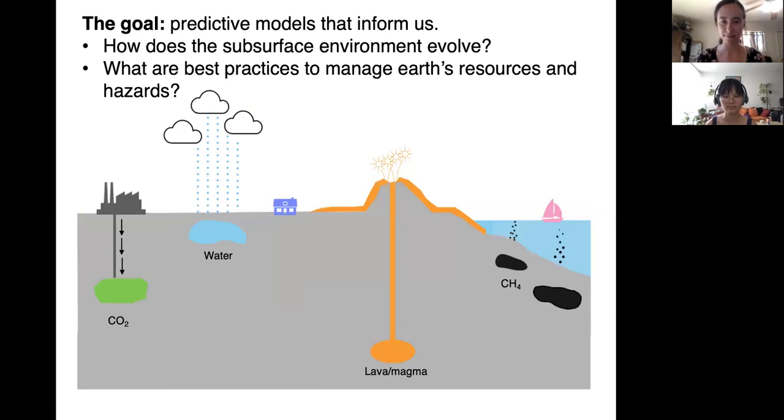But before I get into the story on water, I want to quickly give you the reason why I study these systems. When I go into these projects, the goal for me is to come up with predictive models that can inform us about how the subsurface environment evolves over time under these systems, and what the best practices are to manage our resources and hazards.